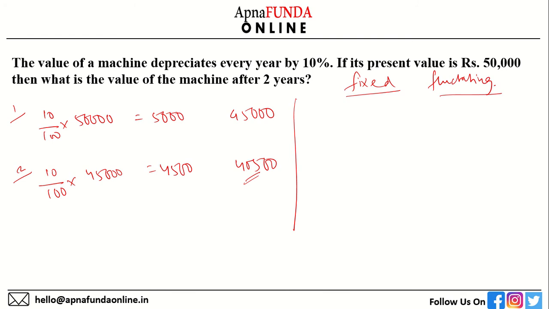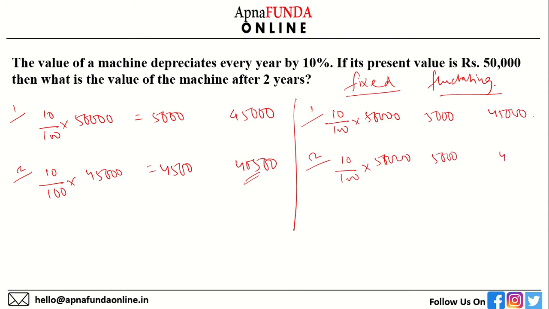In case we go for the fixed depreciation, in the first year it is 10% of 50,000, that is 5,000. So the final value becomes 45,000. In the second year it is 10% of again 50,000, again 5,000, final value becomes 40,000.